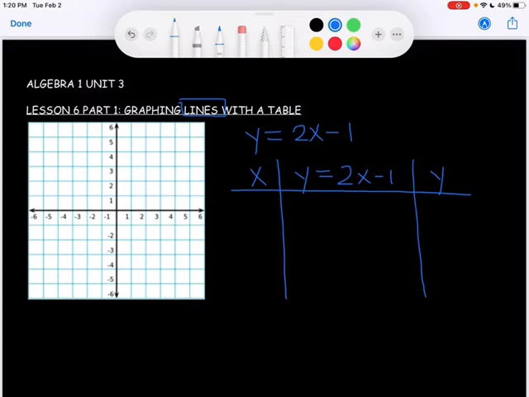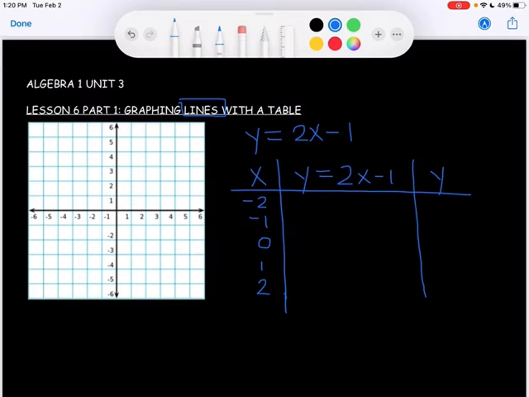Normally for lines, I pick -2, -1, 0, 1, and 2 because it centers it and gives you a good picture. It's not the only values you can choose. You can pick anything. Just make sure they fit on your graph.